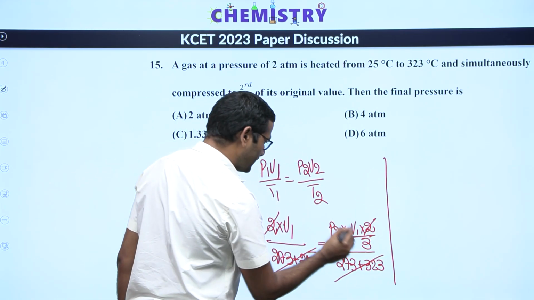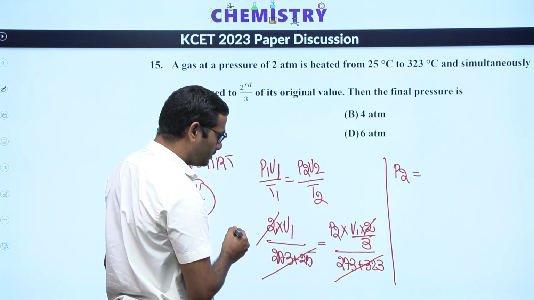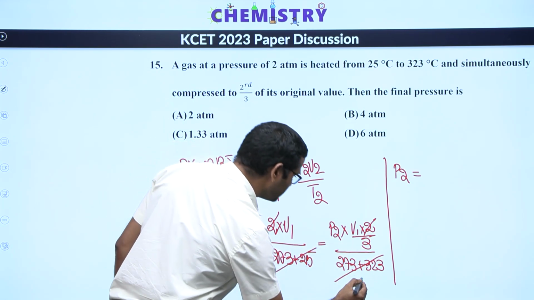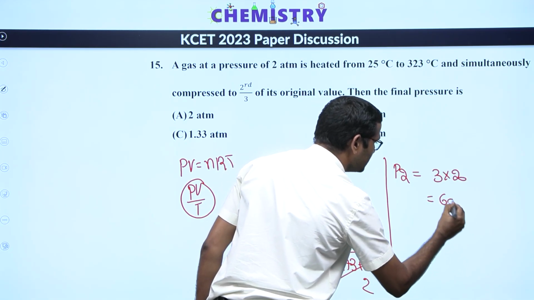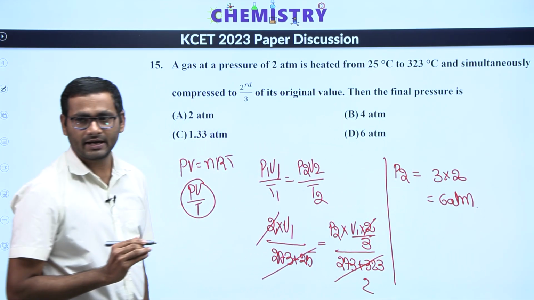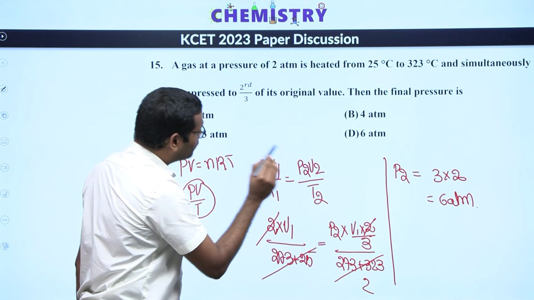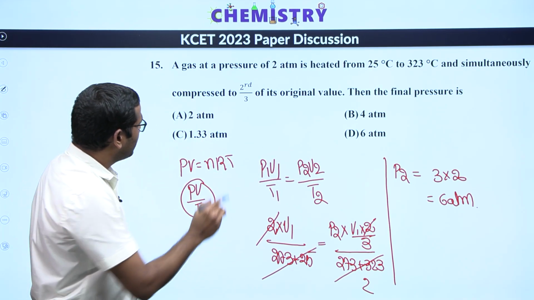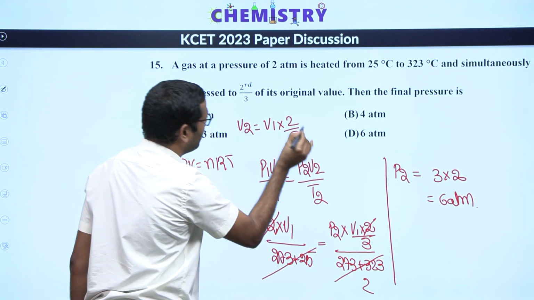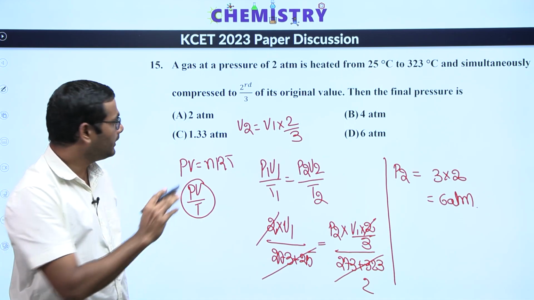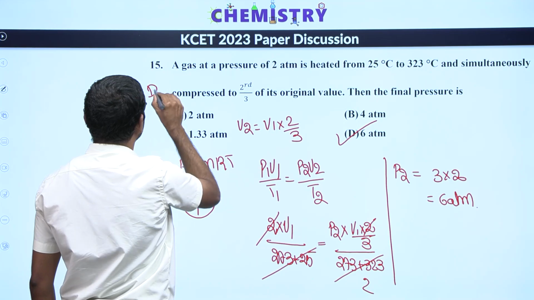Then next P2, now this 3 will come here, then it is 2 times 3, 3 into 2, then it is 6 atmosphere, the final pressure of the gas. From PV equal to nRT, P1 V1 by T1 equals P2 V2 by T2. Then volume V2 equals V1 into 2 by 3. Here students usually make a mistake, so you take care. Right? So 6 atmosphere. So for the 15th question, the answer is D.